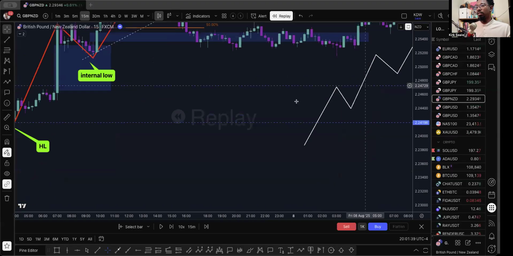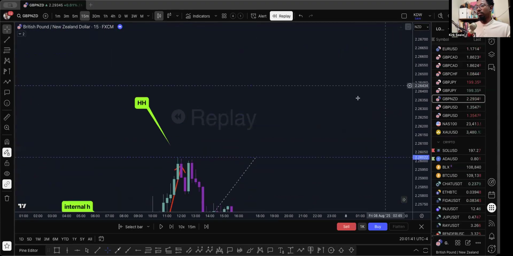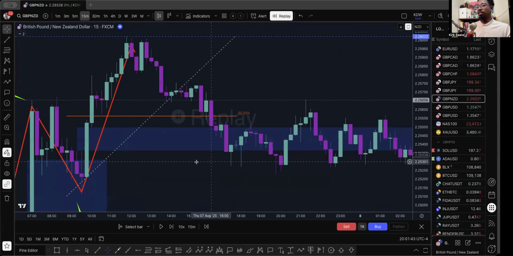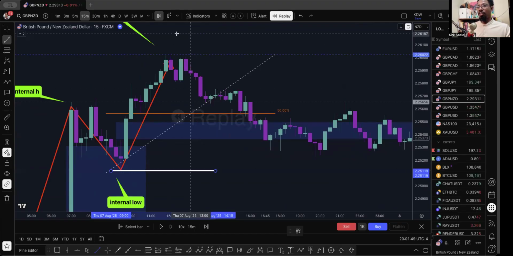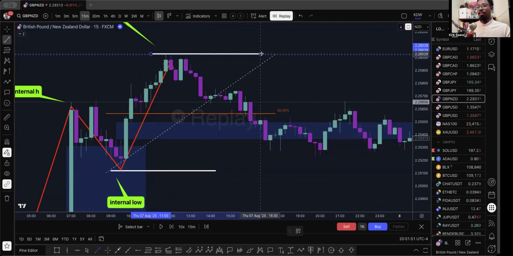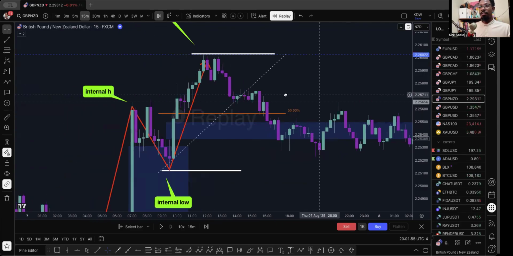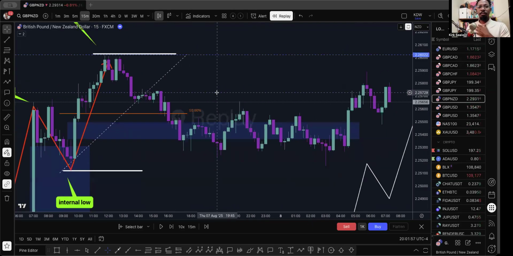However, look what we got. From this internal low to this external high, did we trade below 50%? Yes or yes?